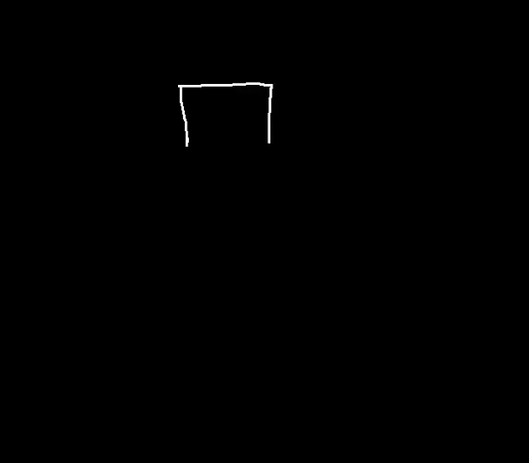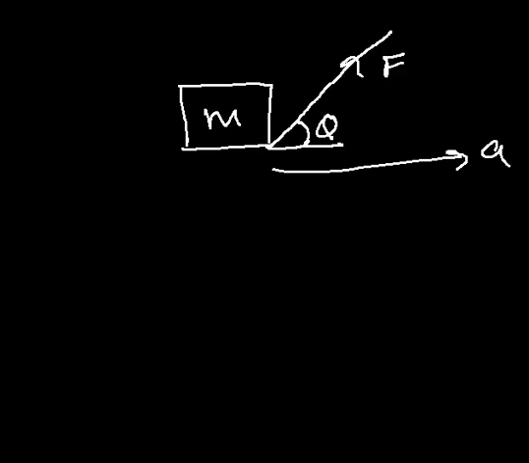Let's say we have a case whereby we have an object of mass m, and let's say this is the force F acting on it at an angle theta with respect to the horizontal. Now, assuming that the object is moving in this direction, how should we apply Newton's second law of motion to this motion? As you can see, the force is acting at an angle.